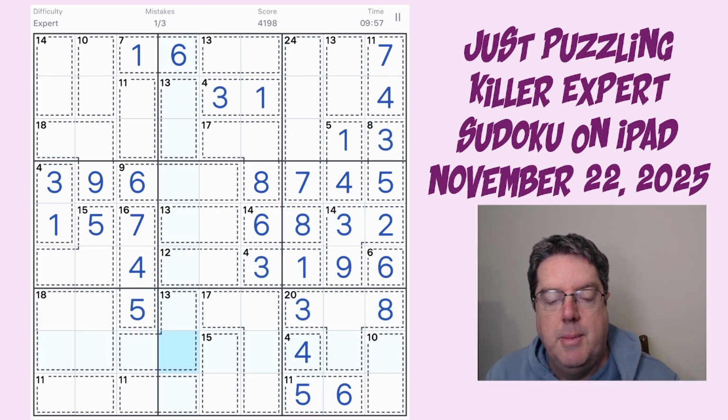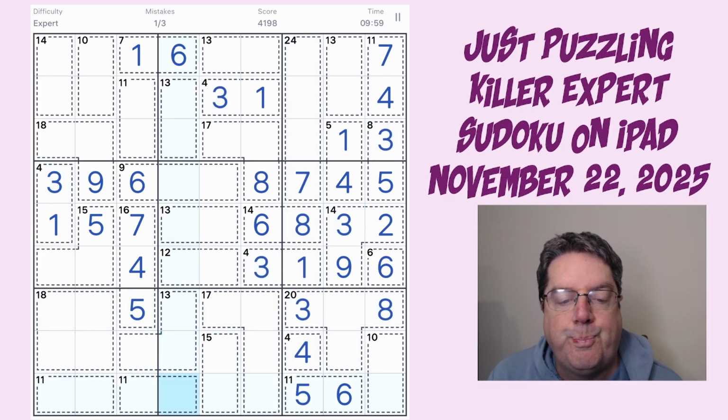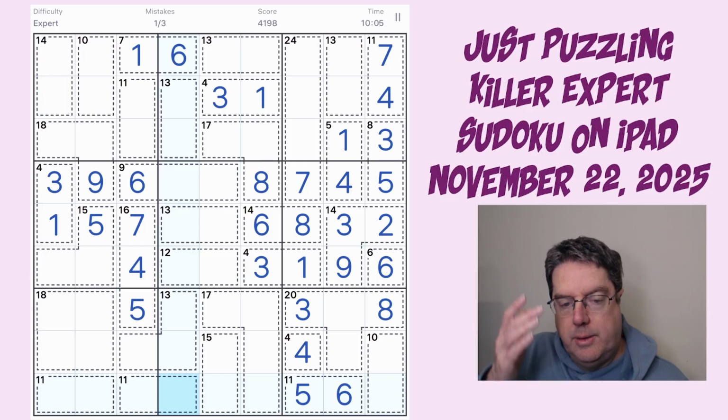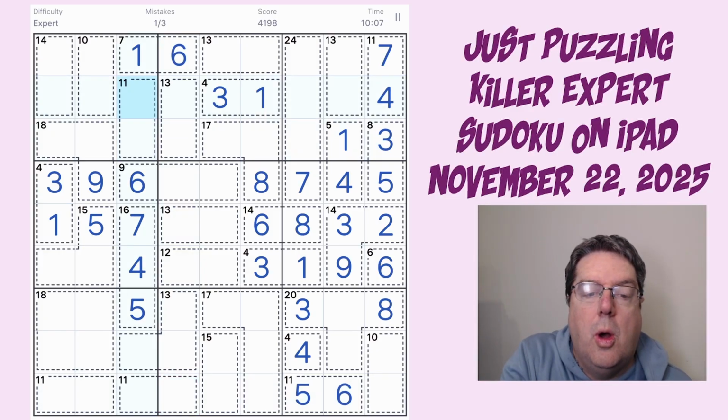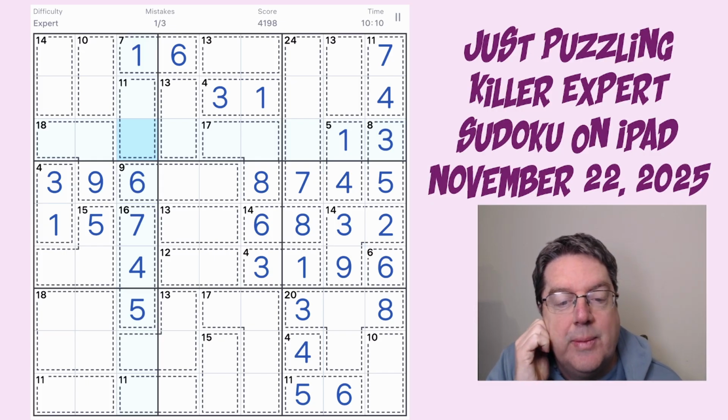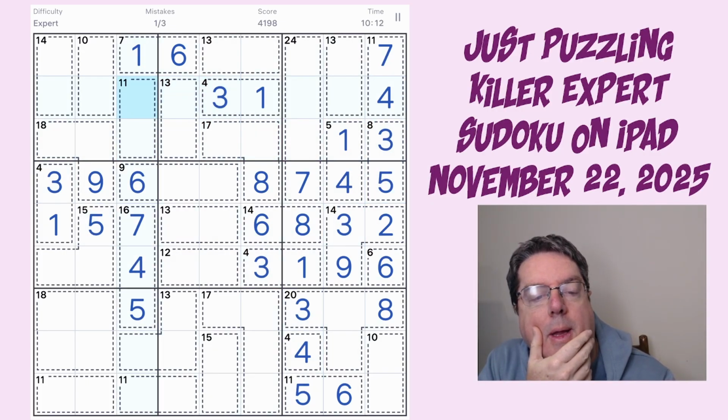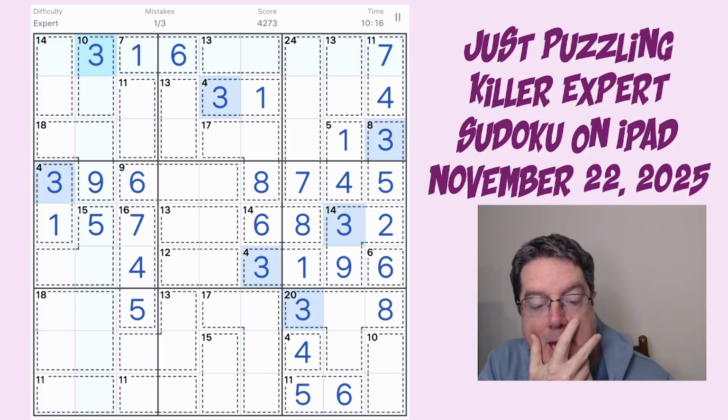3 can be here or here. 4, 5. So 2 and 9 can be here, or 3 and 8. Well, no, 3 can't be there, 3 can't be there. So 3 comes across here, 3 comes across here, can't be there. So that's a 3 there.